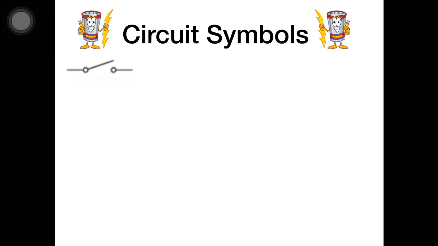This is the first symbol. It is a line with a little circle and a line and a little circle and a line. This symbol means open circuit. Okay? And in addition to circuit, I should write there switch.